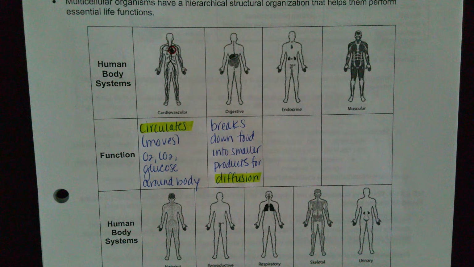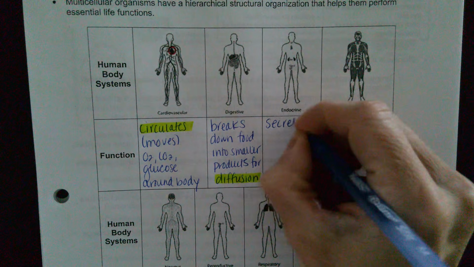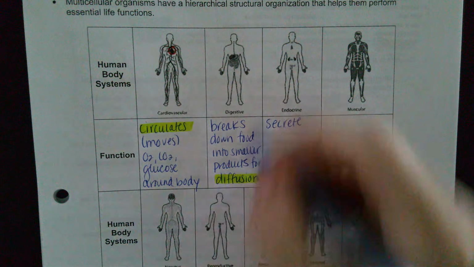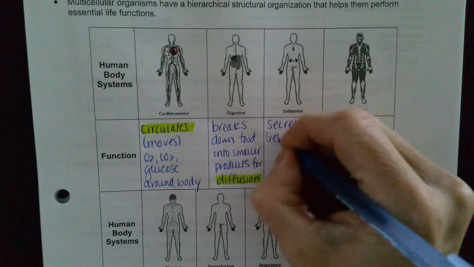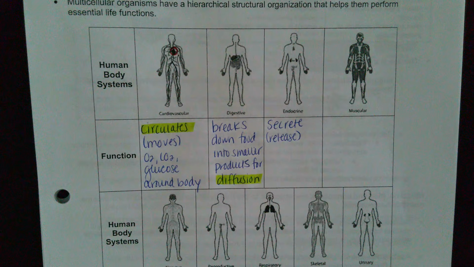I don't think you need to know the specific names of them. They most likely will be in the reading passage, but you should be familiar with what the function of the endocrine system is. So the endocrine system is going to secrete. Now keep in mind, that's another one of those words that we should know, but sometimes it's helpful if we write down a more common word to help us figure out what's going on. So it's going to secrete or release hormones.